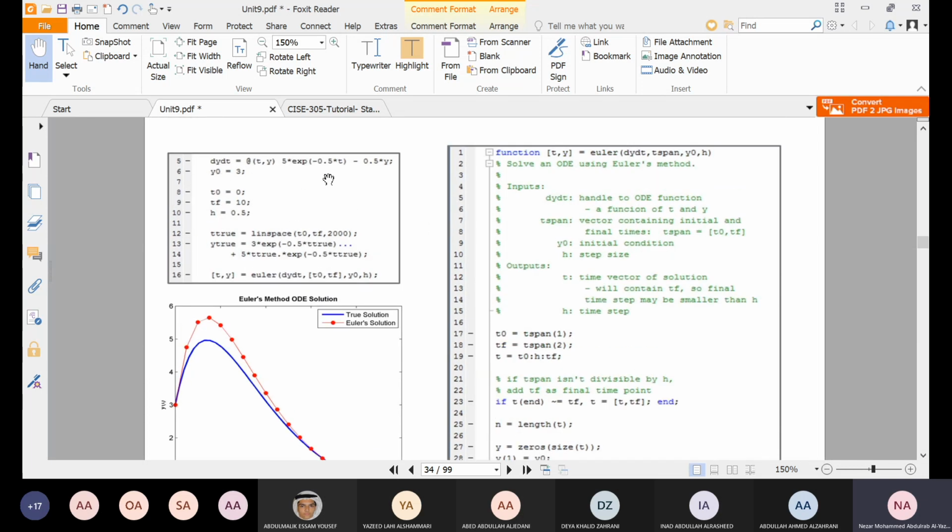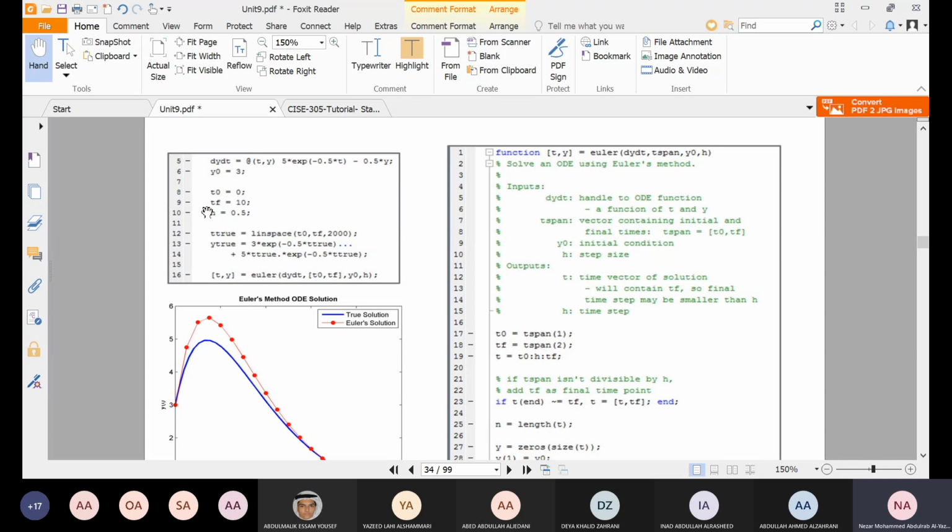After that, here in the command window, we can type the function that we have. Any function you define, you just save it on your computer. After that, any function, just type it here. Define the new function, and you can solve it. The new function that we use is 5 multiplied by exponential of minus 5t, minus 0.5y. Okay, so here the initial value y is equal to 3.